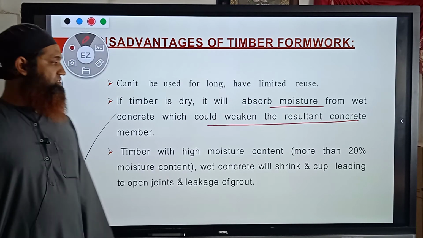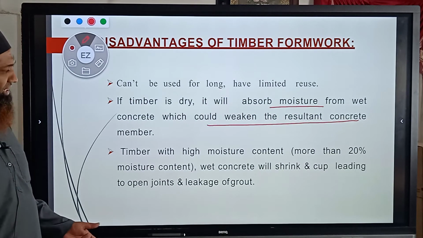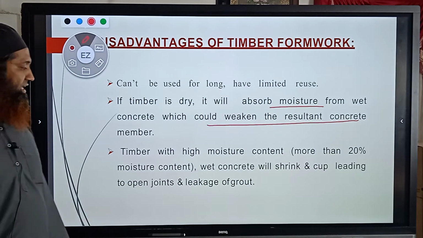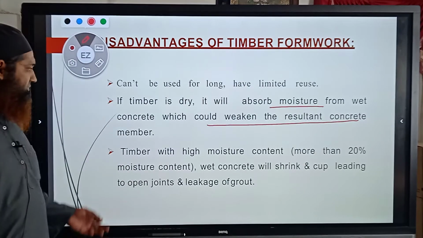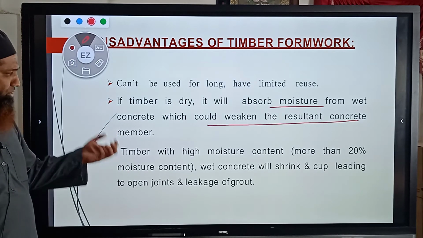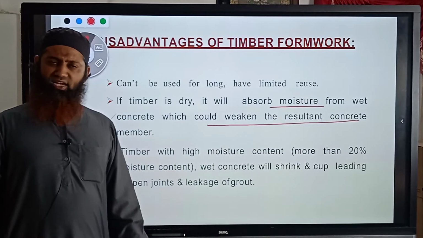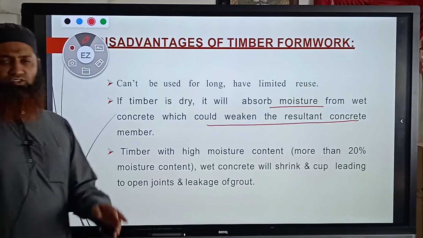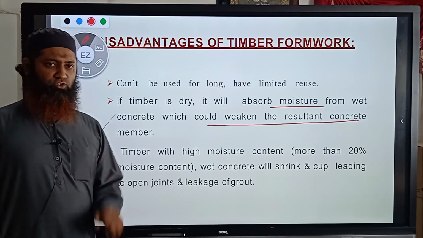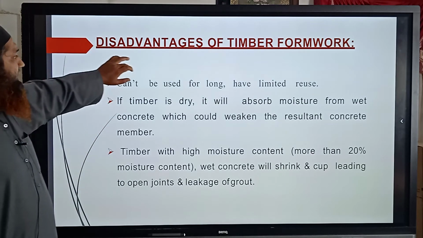With timber of high moisture content, more than 20%, wet concrete will shrink and cup, leading to open joints and leakage of grout. So if there is high moisture content, there are chances of shrinkage also. As I had told you, there is swelling as well as shrinkage, and there are chances of leakage in the joints also. So these are the disadvantages related with timber formwork.